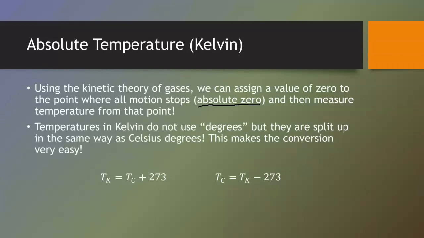Your textbook refers to this as the absolute temperature, but it's also the Kelvin temperature scale. The temperatures in Kelvin don't use degrees, they're just Kelvin. But they have the same range as a Celsius degree. So when you want to switch between Kelvin and Celsius, you just add or subtract 273. It actually should be 273.15, but I think your textbook rounds it.